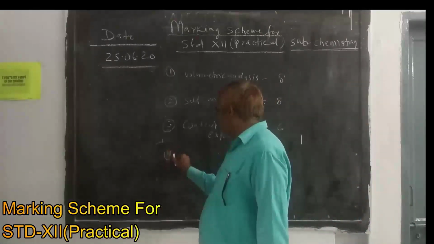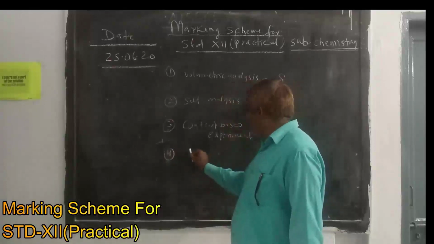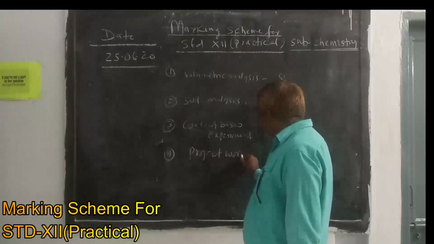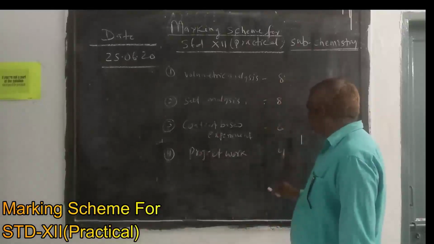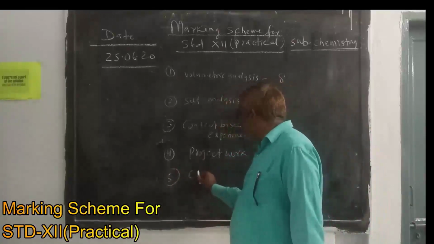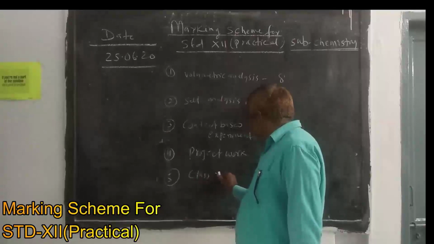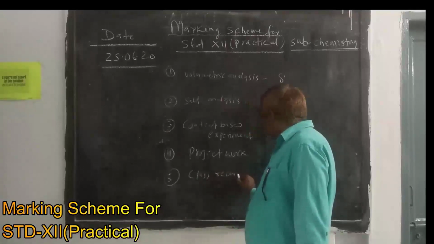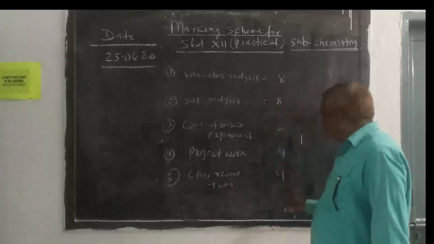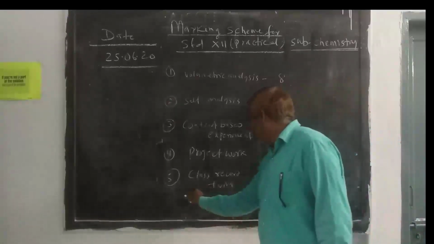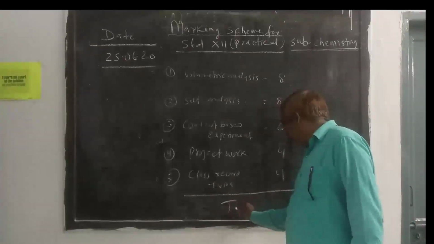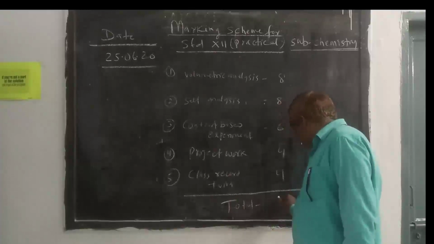Next is the project work. It carries 4 marks. Next is class record plus viva. It carries 4 marks, and the total marks is 30.